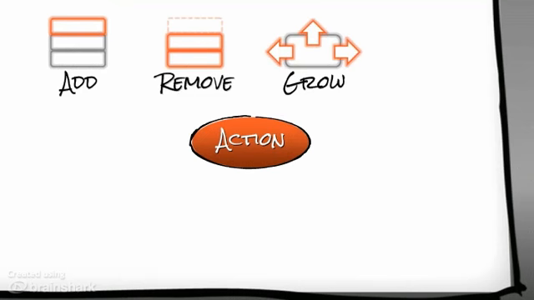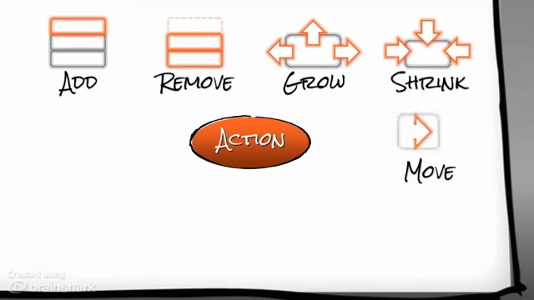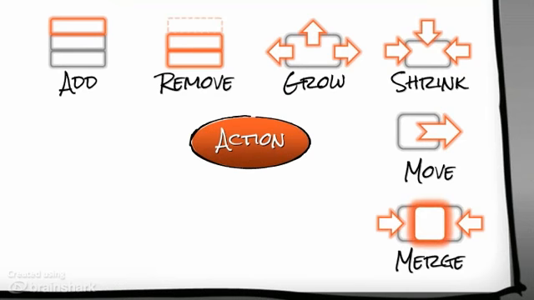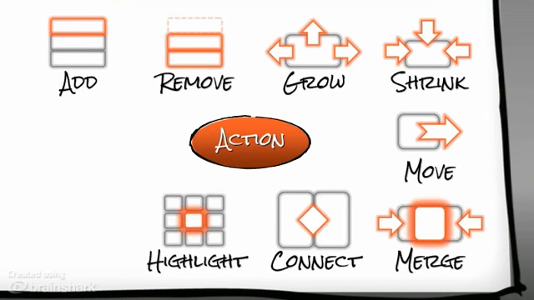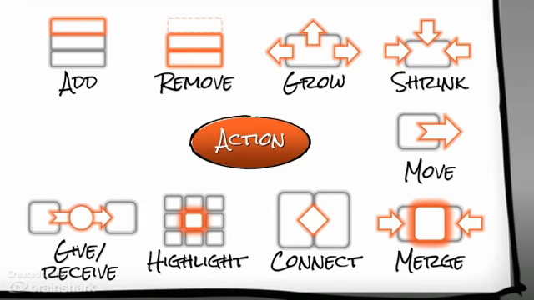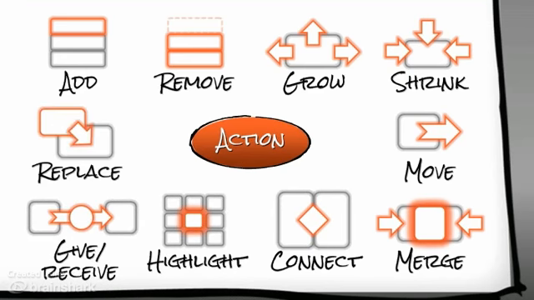The action is the animation that you'll use to change the scene and move the players around to make your point. You might be adding elements to the scene or removing them, making things larger or smaller, moving things around, or merging them together, connecting two or more ideas, highlighting the most important aspect, or you could have something being transferred or given from one place to another, or something that replaces or transforms into another. All of these types of actions and more can be achieved with simple PowerPoint animations.